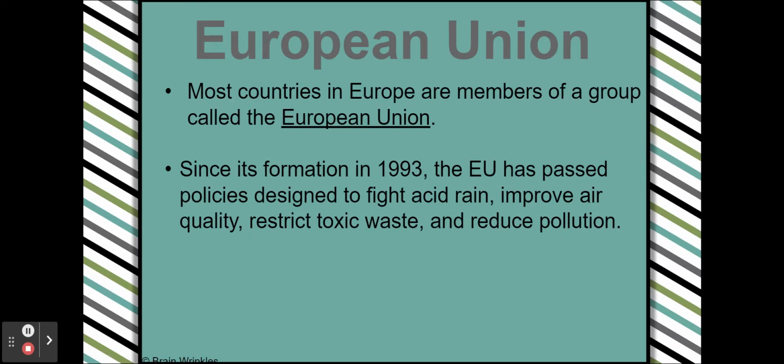The European Union, which is a group of countries around Europe, have also come together trying to attack the air pollution issue. One of the things that they've been doing is restricting toxic waste. They've been trying to pass different policies that will keep the emissions of factories and cars down to a very bare minimum in order to keep acid rain away and to keep that air pollution gone so we can improve their air quality.